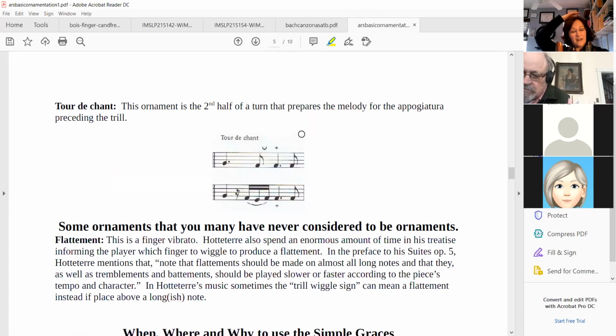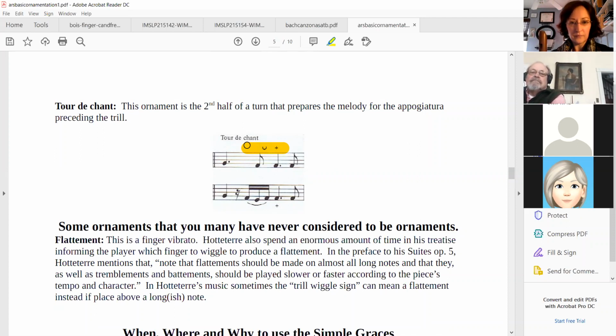All right, here's our last real big ornament that, again, you aren't going to see outside of French music. You're not going to see this in Telemann. You're not going to see this in Quantz. You're not going to see this in Bach. Well, you might see the symbol for the U in Bach, but it means use your heel on the pedals. It doesn't mean anything for flutes. This is called the tour de chant. It's a little half turn right before the final trill, the cadential trill.